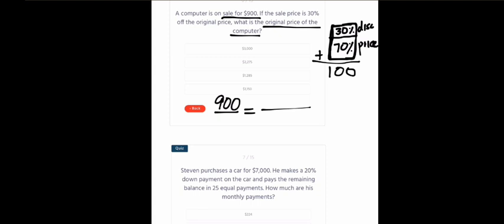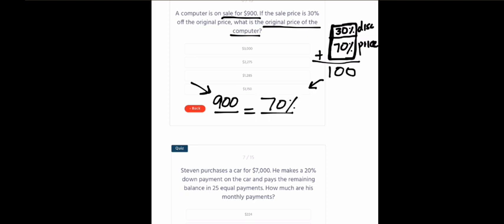70%. So why did I do this? I did this because if I'm going to put this number up here, which is the price, or what I actually pay for the computer, then over here, on this side, I have to put the percent that I actually pay for the computer. If I was to put 30% up here, this would be wrong, because this would mean that 900 is 30%, or the discount. 900 is not the discount. 900 is the amount that you actually pay. So what percent do you actually pay?